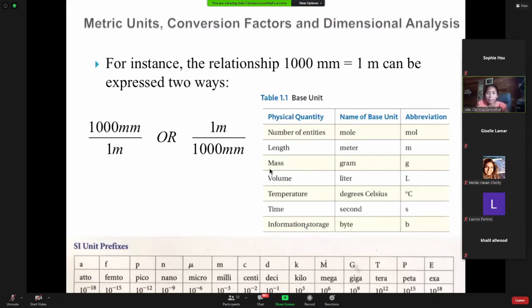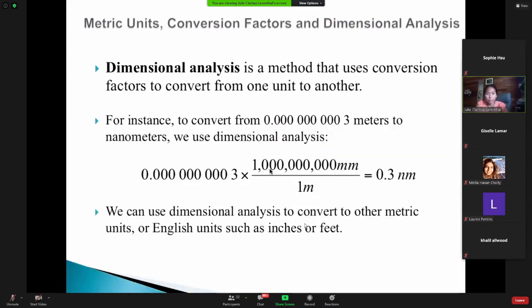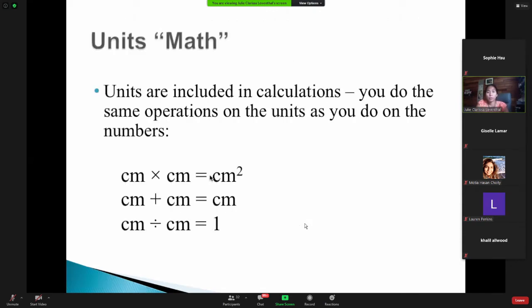Okay, and so here, a method that uses conversion factors to convert from one unit to another. Okay, that's not a good example. This is what I'm telling you about. Units are like numbers. cm times cm, you'll get cm squared. Are you seeing the slide that says units are like numbers?